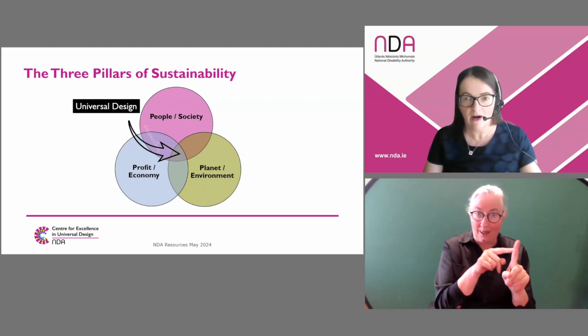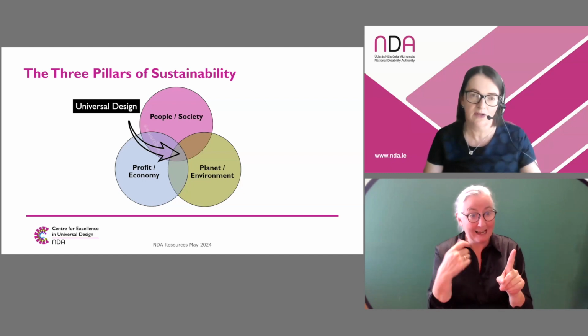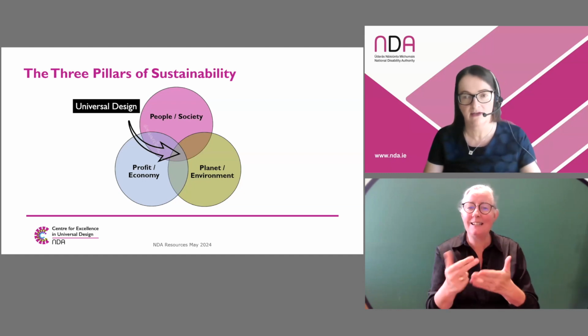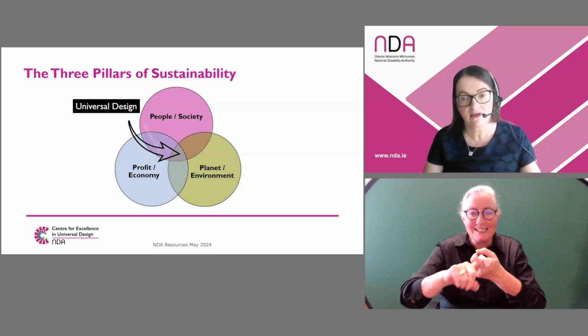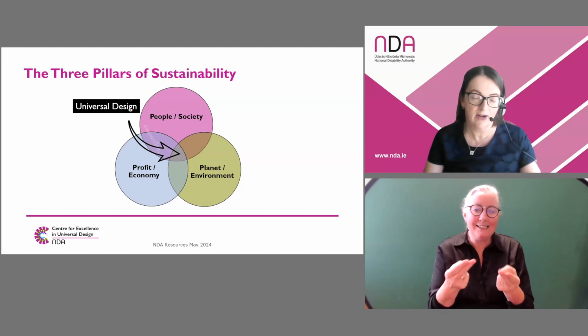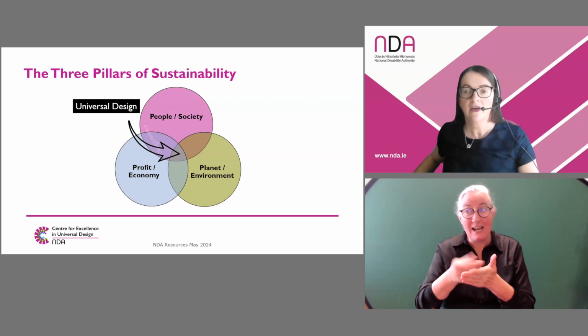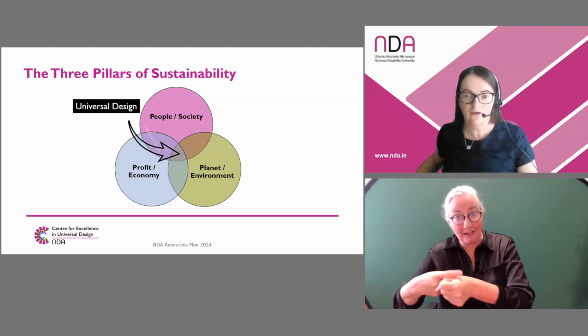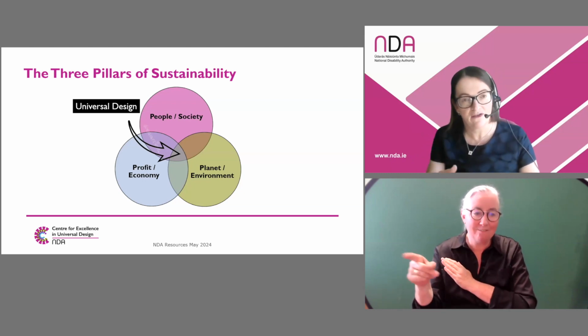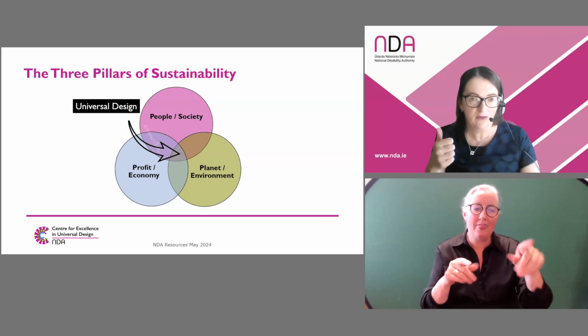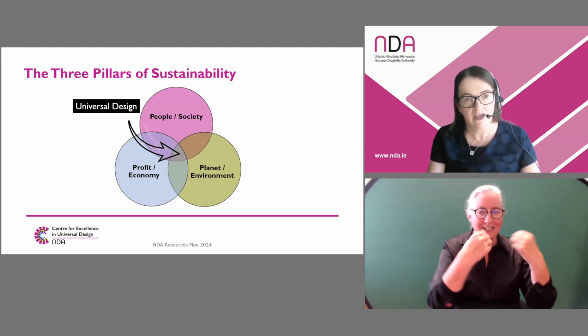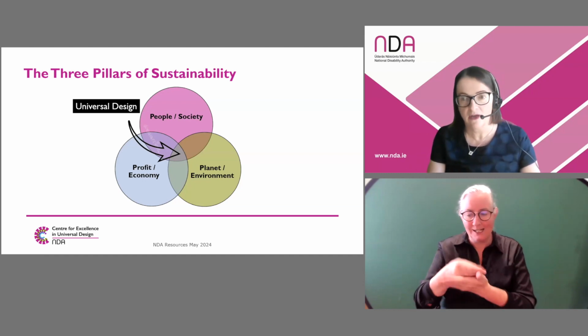But we would also argue that if we take a universal design approach as being integral to sustainable development, we'll reduce the need for wasteful and costly retrofit in the future. So that's why in this slide, we've shown universal design at the center of that Venn diagram, showing the overlap between society, environment, and economy, overlapping between those 3 pillars.